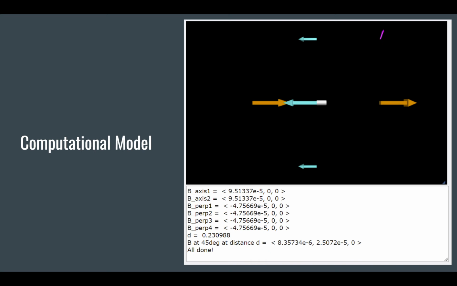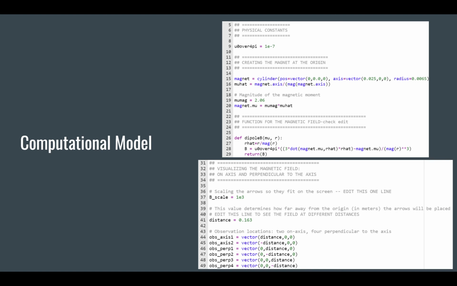I created a computational model in GlowScript to expand upon the findings of my physical experiment, allowing me to predict the magnetic field as well. A link to my code is presented in the description of this video. In this section of the code, some important terms were defined. Additionally, the function for the magnetic field of the dipole and how the different observation locations, 2 on the axis and 4 perpendicular, were defined.